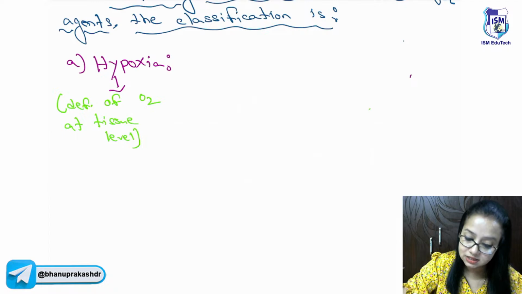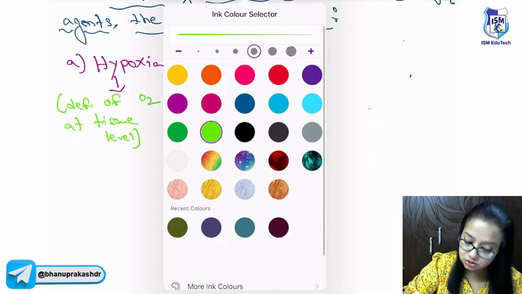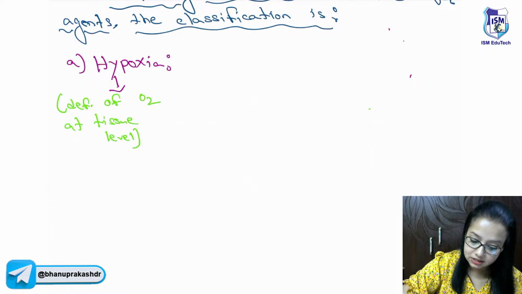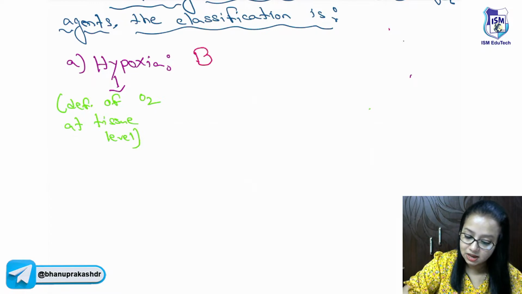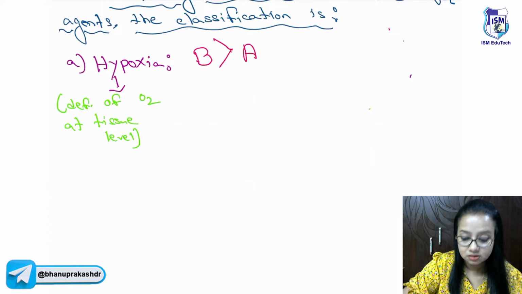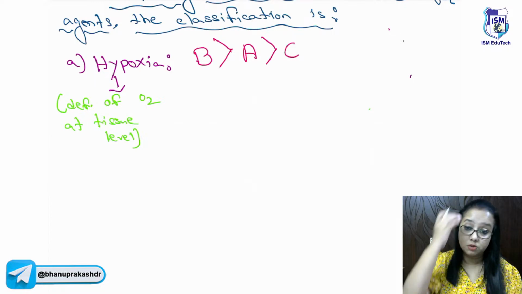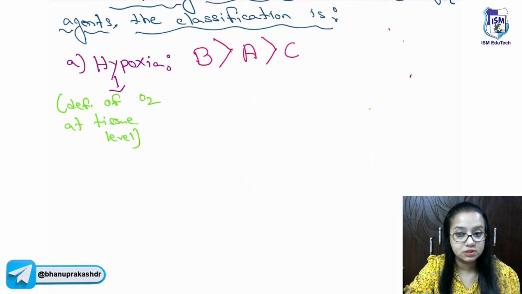So in this hypoxic condition, which group of nerve fiber will sense it first? It is the B. B has greater susceptibility than A, than C. Okay, so all these nerve fibers will sense the hypoxic condition, but the B group will sense it first, then the A, and after that it will be sensed by the C nerve fiber.